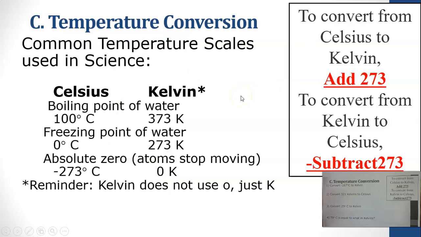All right, so temperature conversions. We're going to do some temperature conversions, and I promise you this is easy. Celsius and Kelvin are the 2 scales that we use in science, but mostly we're going to be using Kelvin, so we need to be familiar with that. To convert from Celsius to Kelvin, all you're going to do is add 273. So whatever the temperature is in Celsius, add 273.